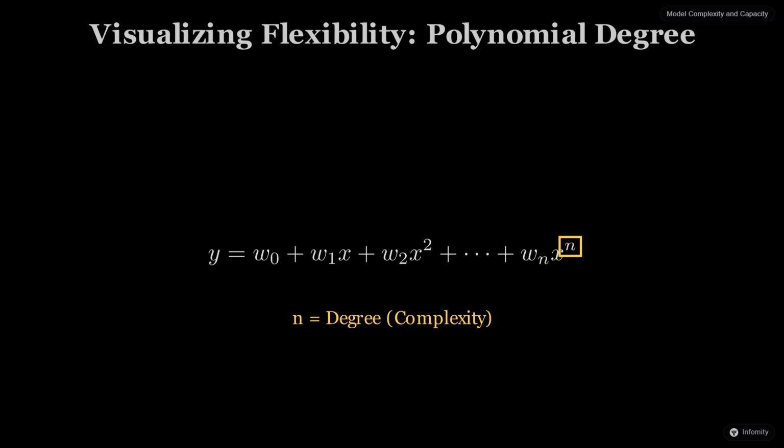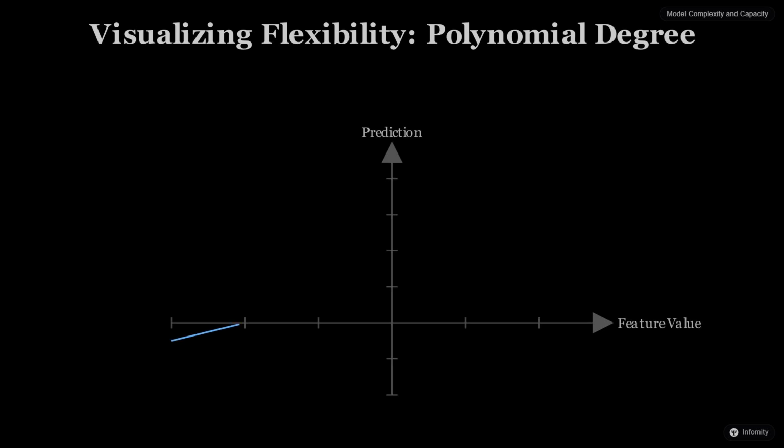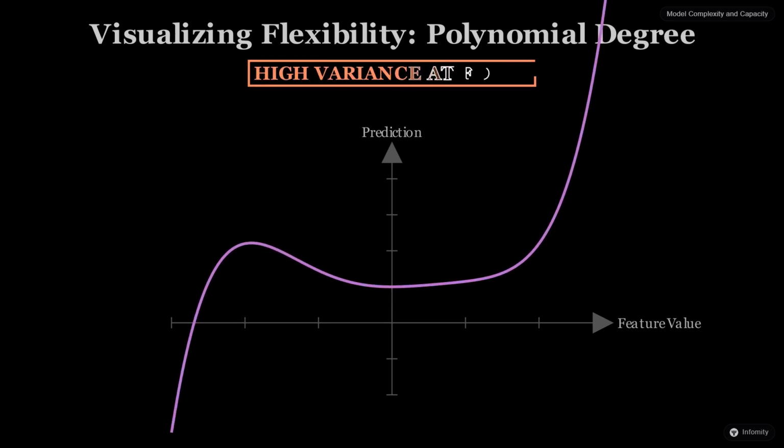A degree 1 polynomial is just a straight line, representing very low capacity. As we increase the degree, the line gains the flexibility to bend and twist, like a student adding more and more specialized tools to their kit. However, notice how the edges of the graph start to swing wildly. This extra flexibility is a double-edged sword that creates unpredictable behavior.